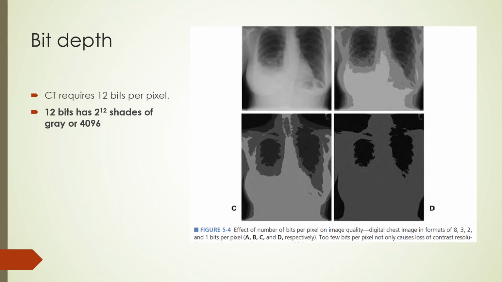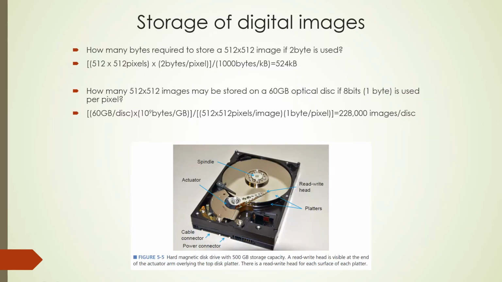Image A shows a bit depth of 8, or 256 possible grayscale values. CT requires 12 bits per pixel because of the higher contrast resolution provided by CT images. 12 bits has 2 raised to the power 12 shades of gray, or 4096 possible shades of gray. There are two calculations on this slide.